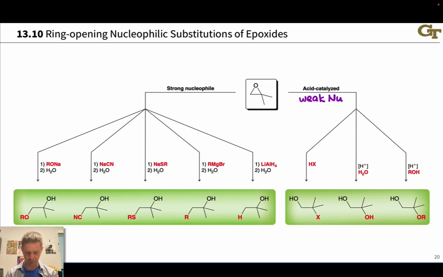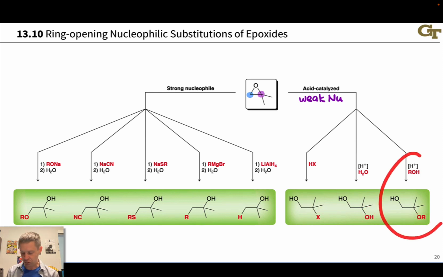We have, for example, a less substituted carbon and a more substituted carbon in this epoxide, and we can see that if we want to attack at the less substituted carbon, we can use a strong nucleophile like SR-, CN-, an alkoxide, even a Grignard reagent or lithium aluminum hydride, and we get the nucleophile adding to the less substituted position. If we want substitution at the more substituted position, we can use acid in conjunction with a weak nucleophile. So notice here we have the nucleophile linking to the more substituted position.